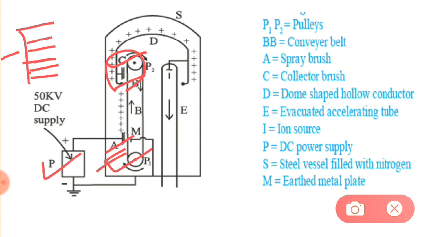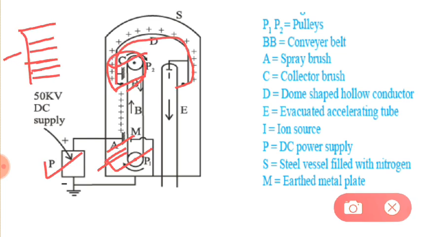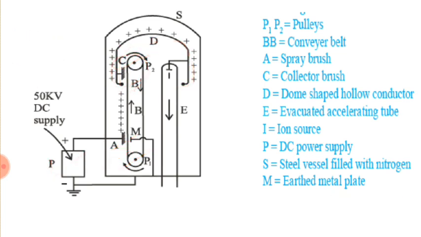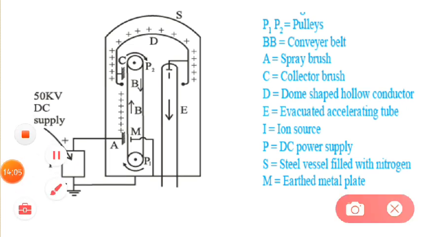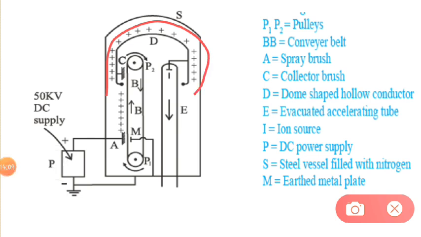Okay, besides this, as you can see, the collector brush is connected to the dome-shaped hollow conductor. So the charges which are collected by this comb are given to the hollow conductor. By using that, these positive charges are spread over it.